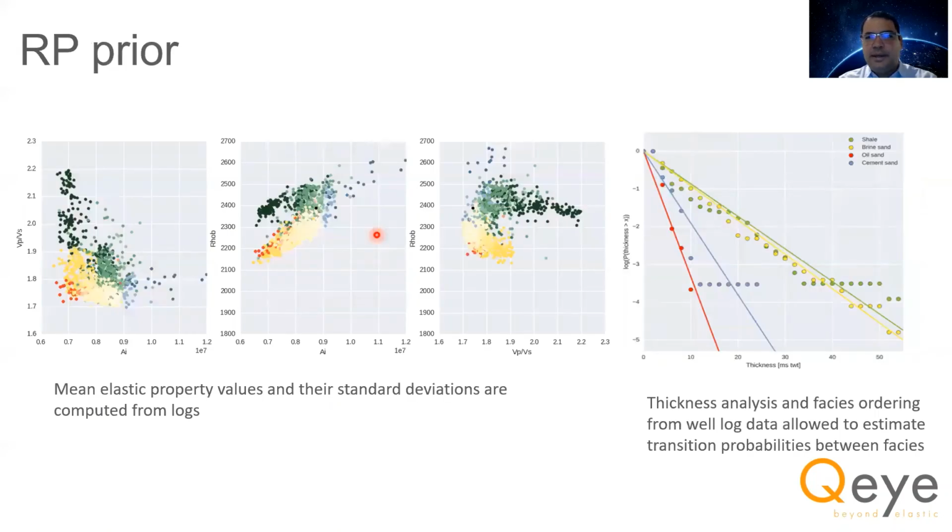Again, here is a series of cross plots illustrating the distribution of the phases we define for this problem. And here on the right is a thickness analysis of each one of those phases. Basically, this information is what we use to build, or to compute, that transition matrix that will constrain our solution space.